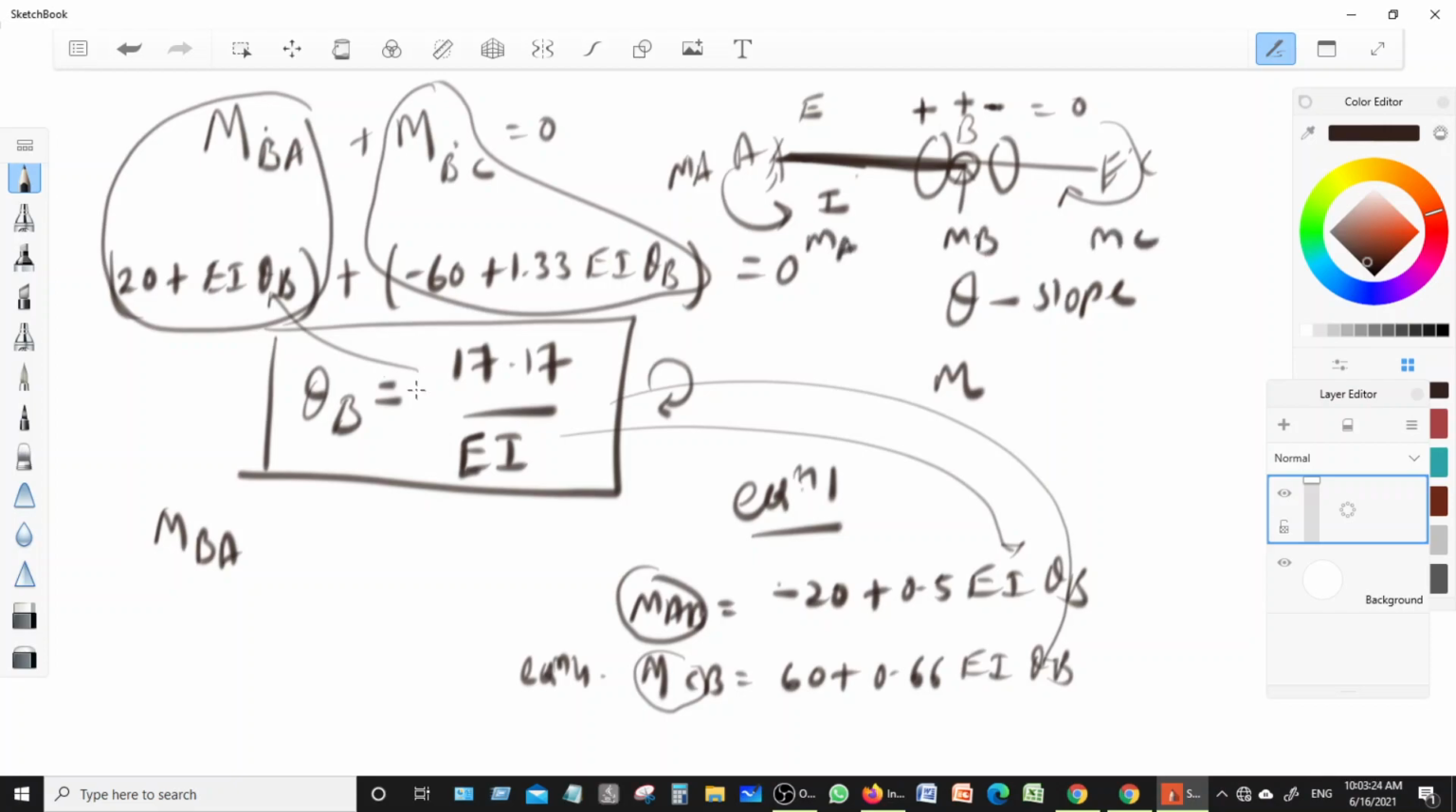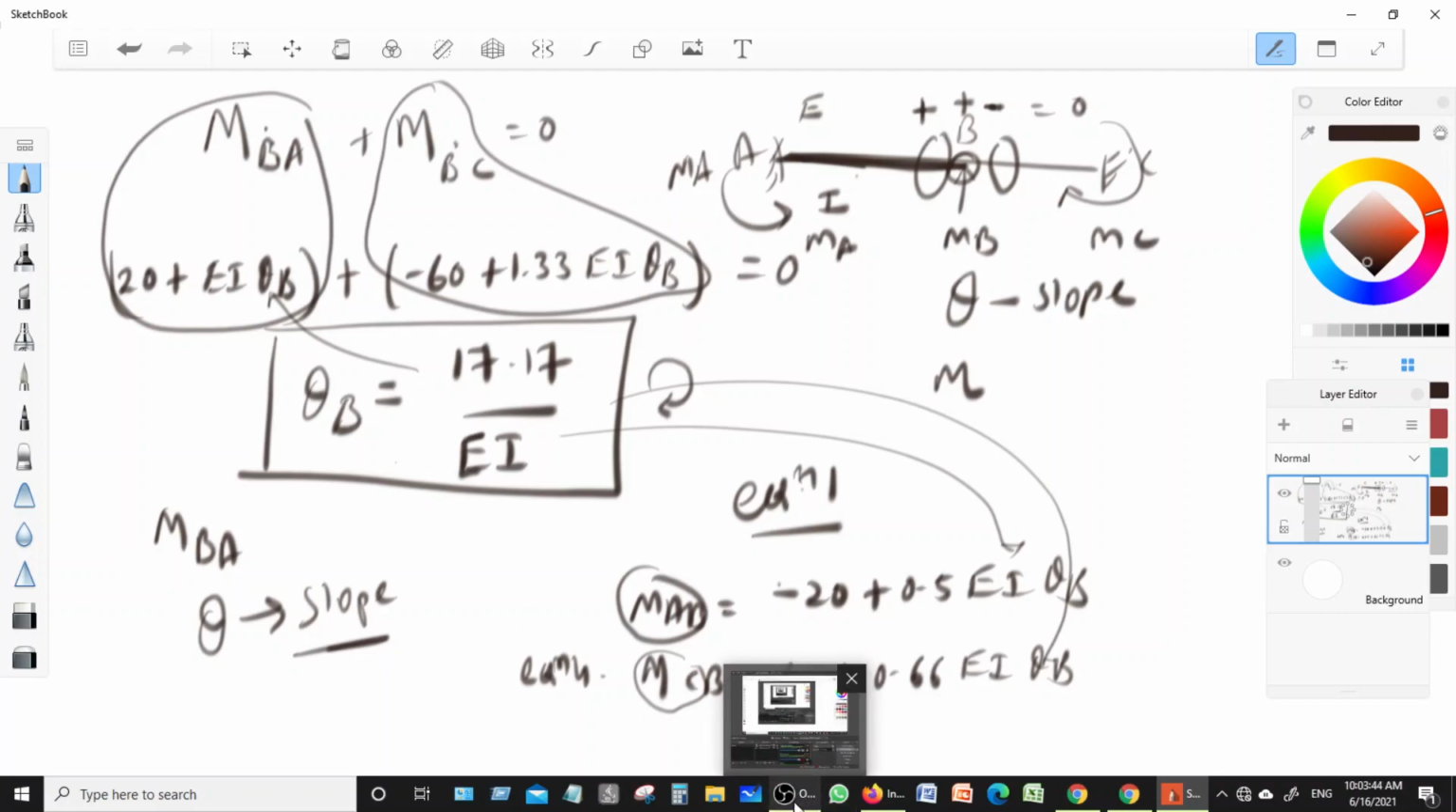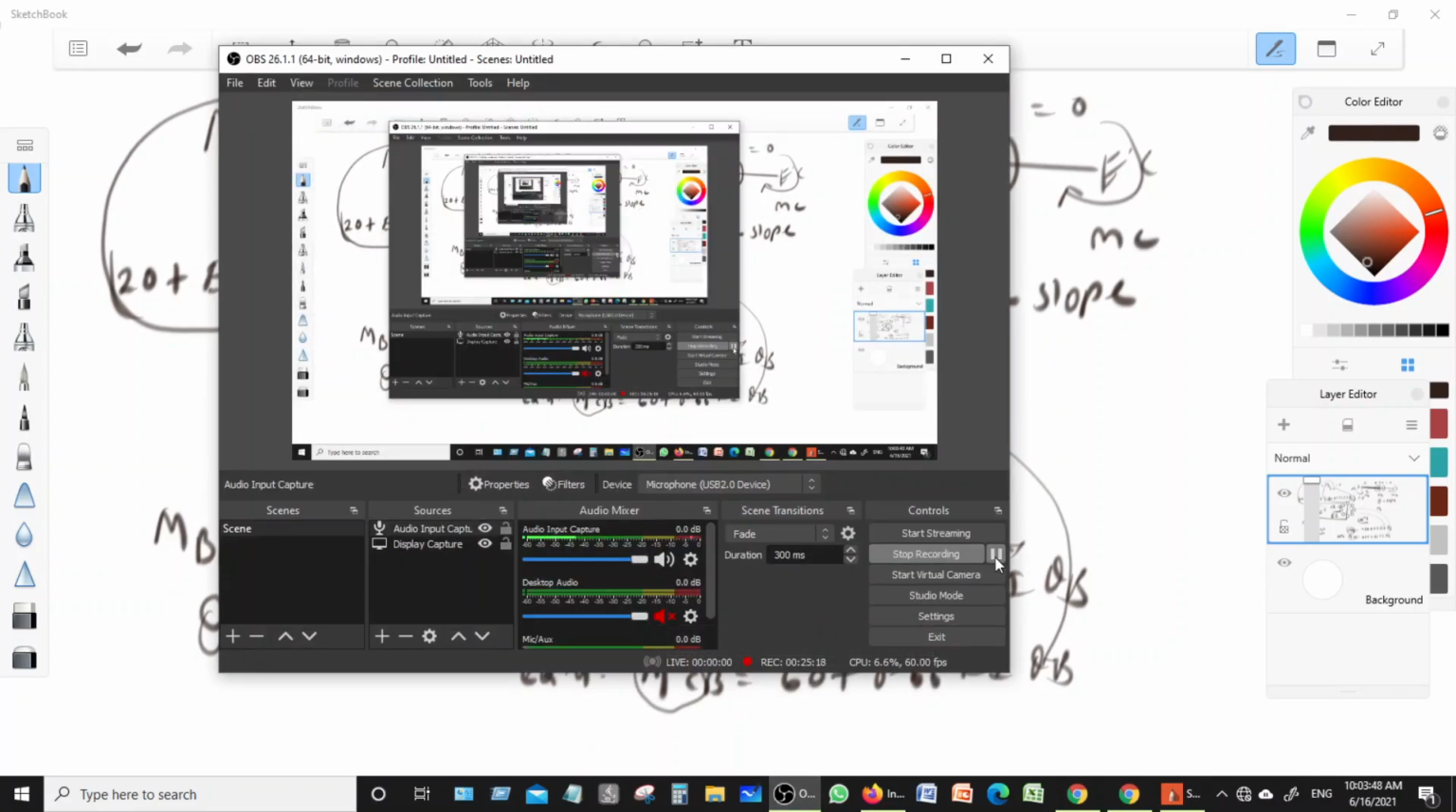But the benefit of this method is that you also get the value of theta, that is the slope. So by using this method, you can find the slope as well as the moment at the different supports. So this is how we can solve this particular problem using this method.